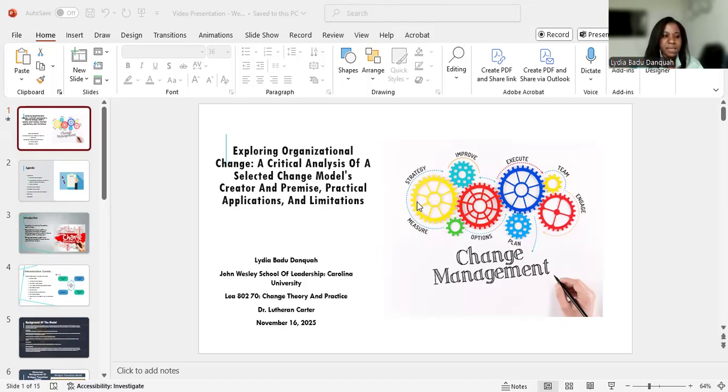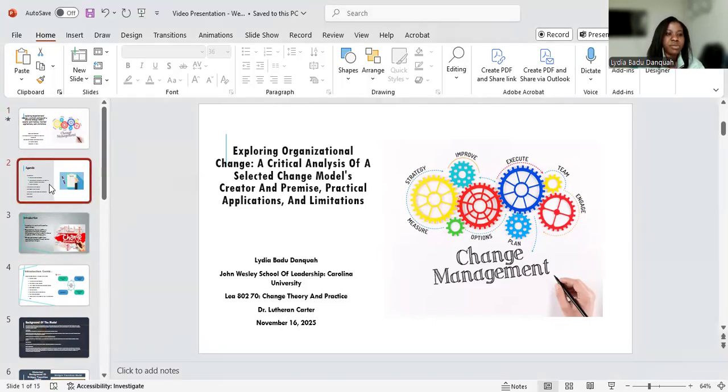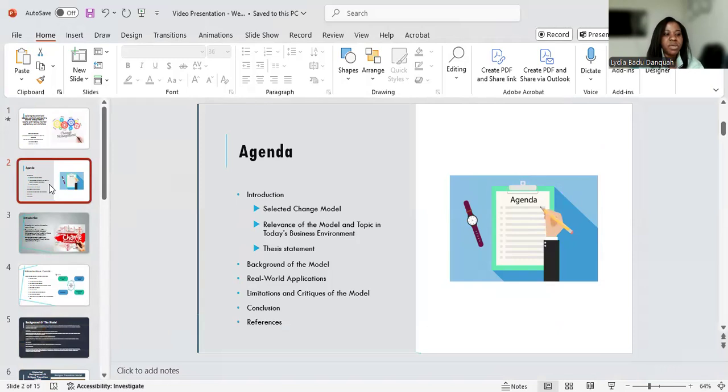Theory and Practice. The topic for my presentation this morning is Exploring Organizational Change: A Critical Analysis of Selected Change Models, Concept and Premise, Practical Application, and Limitation. Today, my presentation centers around change models, particularly the Bridges transition model, for the case of this presentation.